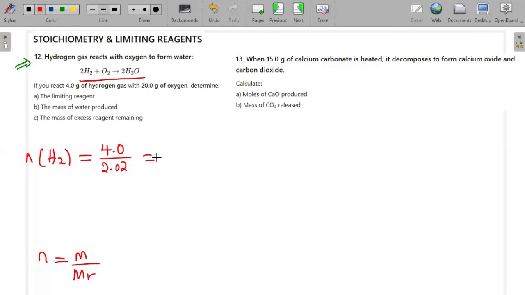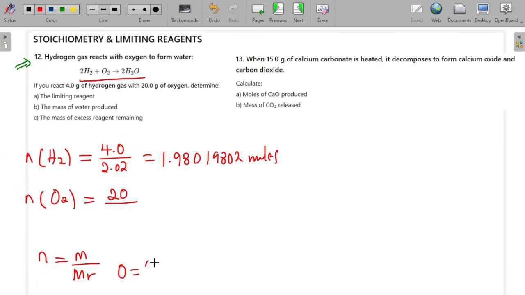So this will just be 4 divided by 2.02. That will be 1.98019802. These will be the moles of the hydrogen gas. And then I also calculate the moles of the oxygen gas there. What is the mass of the oxygen? It is 20 divided by the molar mass of oxygen gas. One O has 16. What about 2 of them?